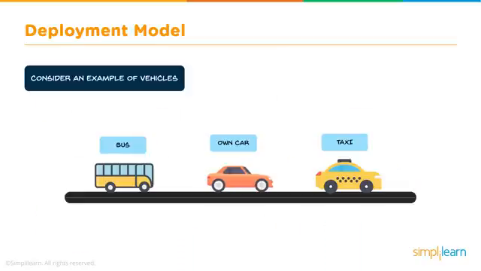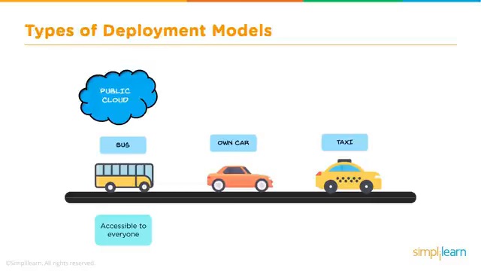It'll be easy for me to explain, and also it'll be easy for you to understand if I walk you through this example. Consider the different types of vehicles we use to commute from one place to another. For example, if I want to travel, I can pick a bus which is accessible to anyone. I get in and I pay for the seat that I occupy, and I pay for the time that I will be traveling in it, and I'm done. Cost is very less here.